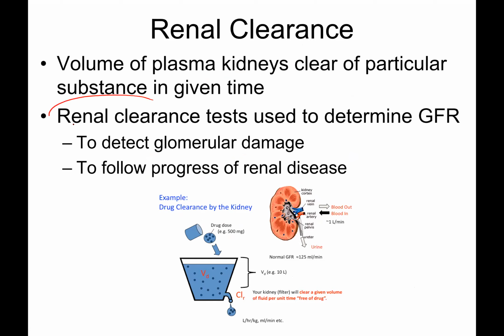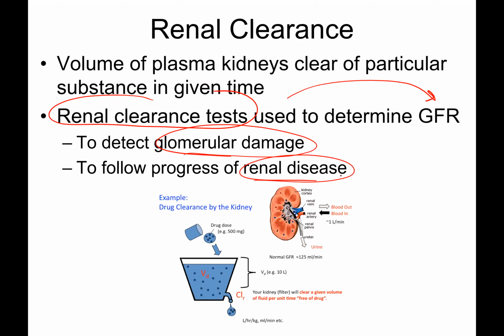So a renal clearance test is used to detect GFR, and this can let you know if there's any glomerular damage. Usually this is done if they suspect renal disease or a person is on their way to that. We talk more about that in pathophys when we get to different renal diseases and the different stages. And then at what point are you a candidate for dialysis? And then at what point are you a candidate for a kidney transplant?